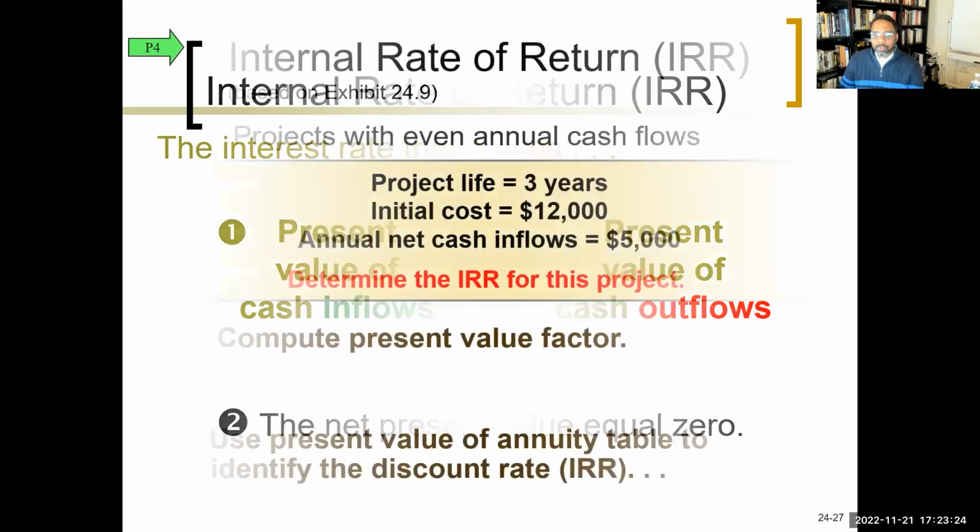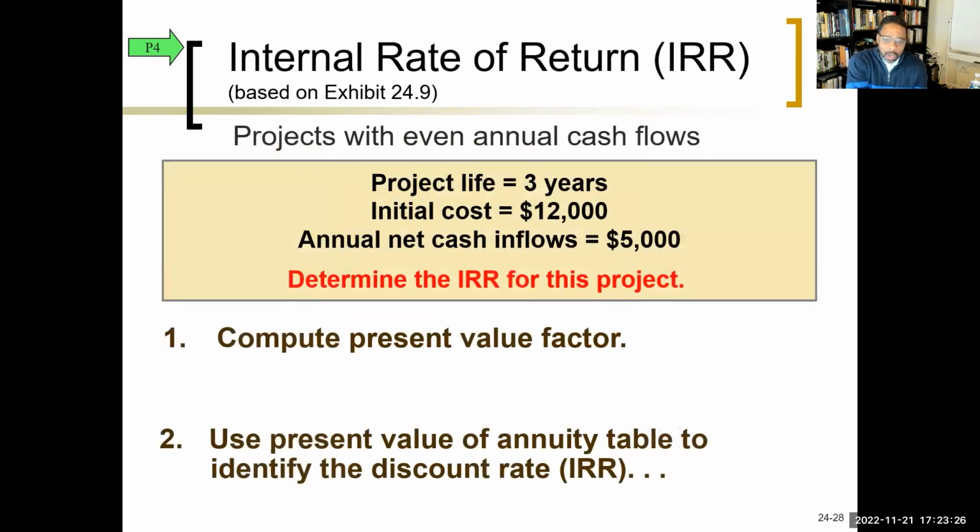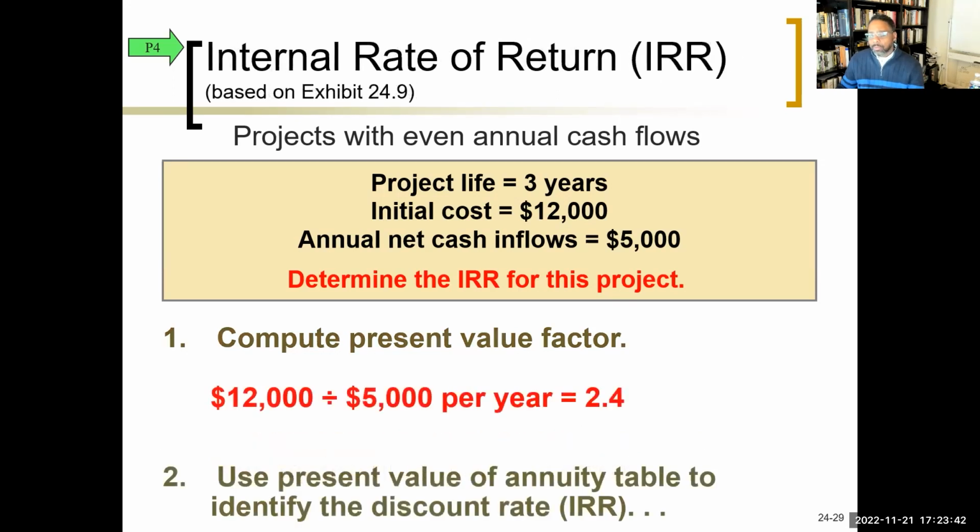IRR is the last one, internal rate of return. If a project has a 3-year life, initial cost of $12,000 and a $5,000 annual net cash flow, how do you find the internal rate of return? Let me tell you this. IRR is past what we're going to do in this class, but I'm just showing it to you. So we take the 12,000 divided by the 5,000 to get 2.4, and that would be our factor.